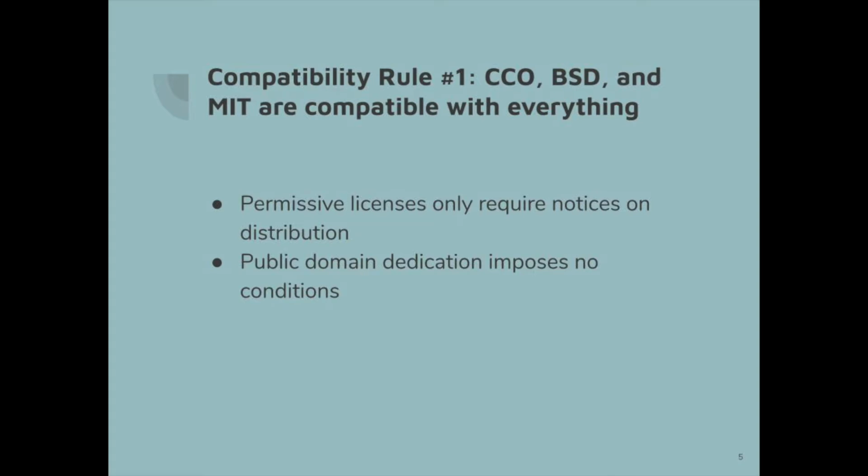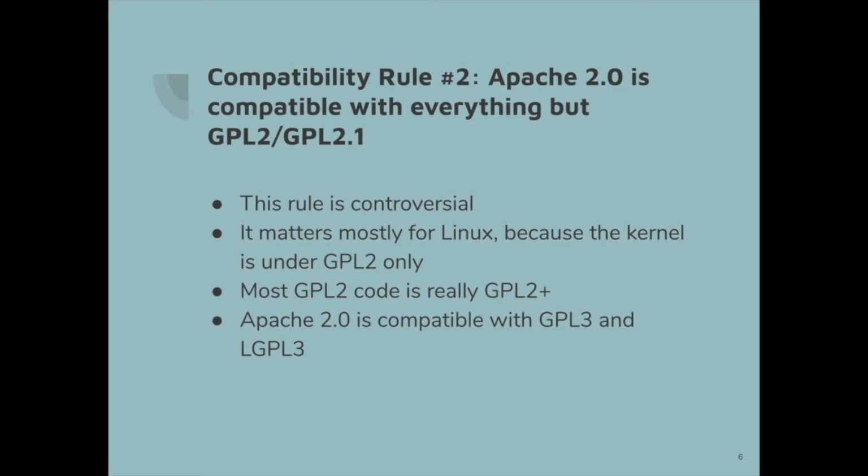The first one is that CC0, which is a public domain dedication, BSD and MIT are compatible with everything. That's because permissive licenses have very few conditions. They only require notices on distribution, and public domain dedications impose no conditions at all. The next rule is that Apache 2.0 is compatible with everything but GPL 2 and LGPL 2.1.